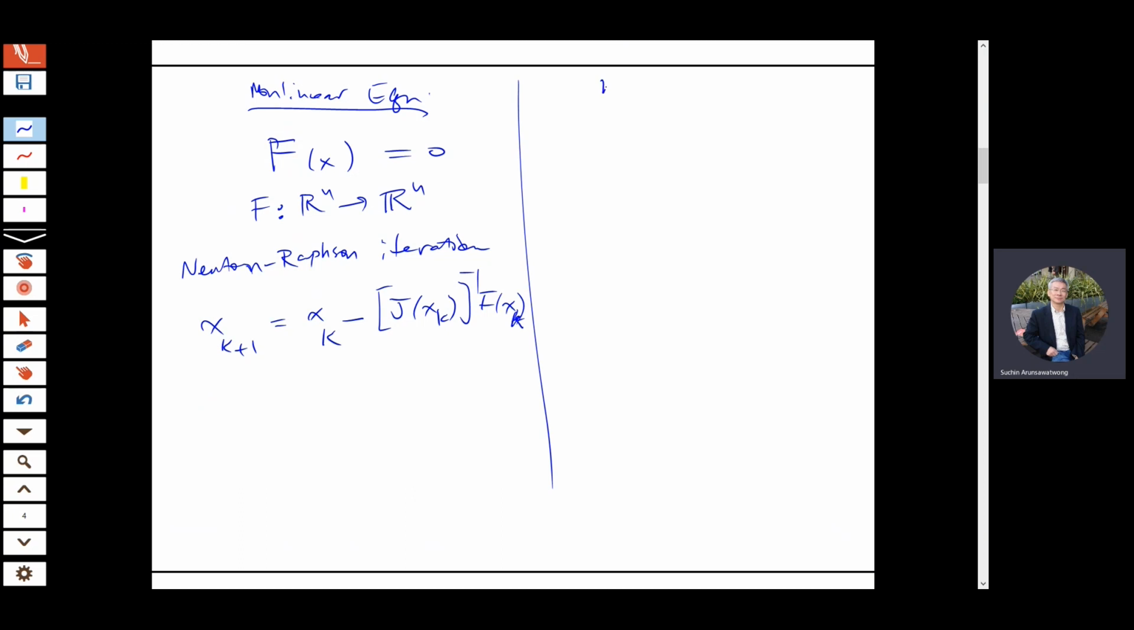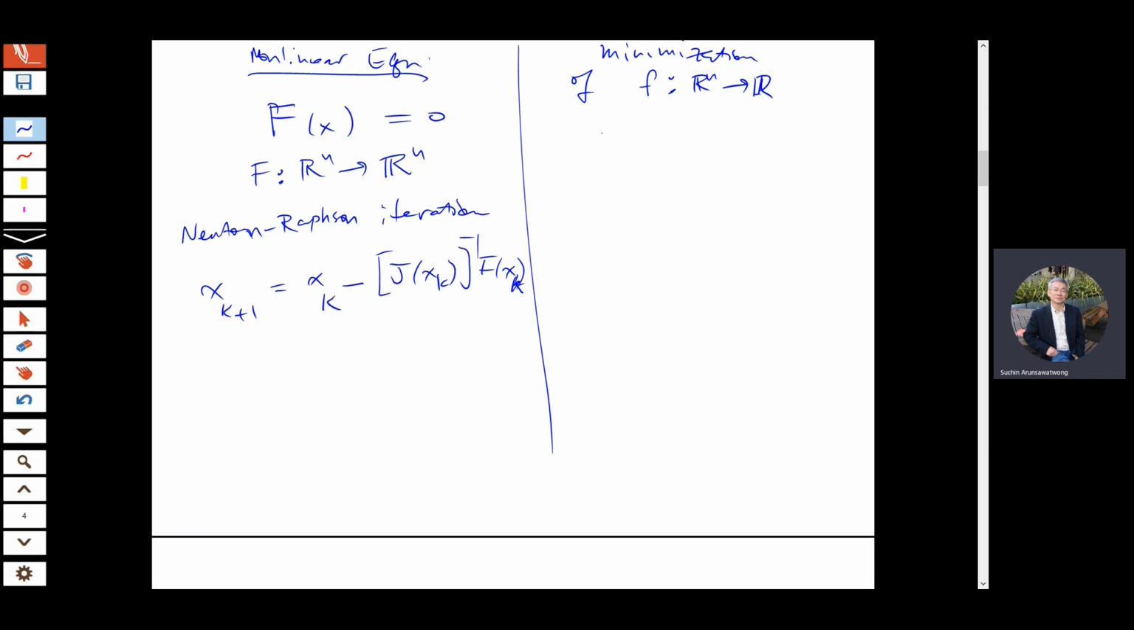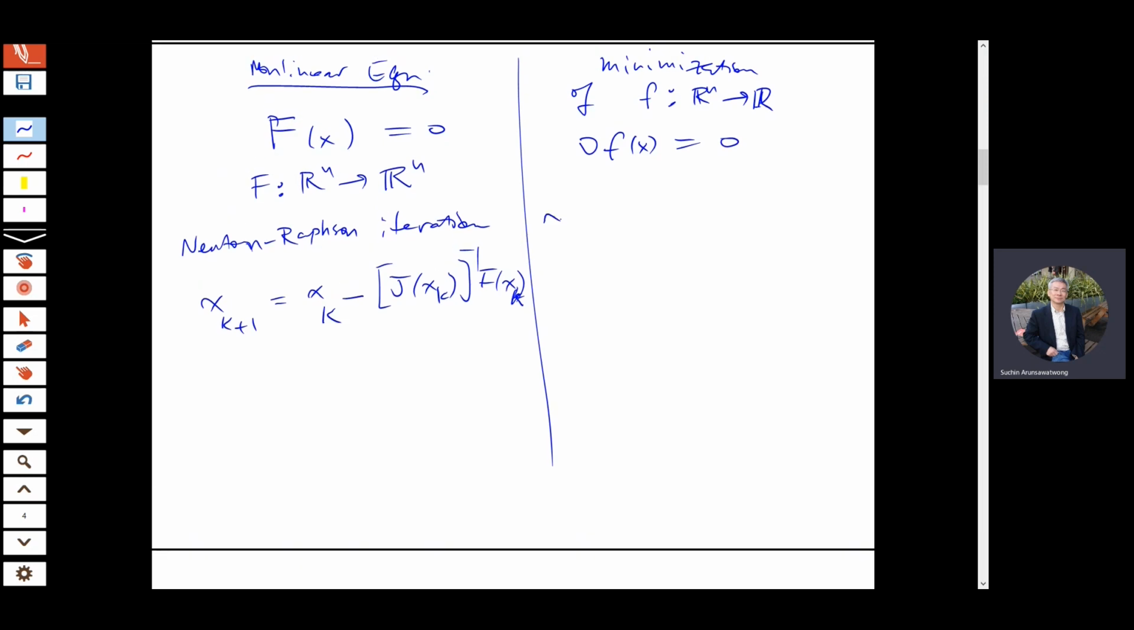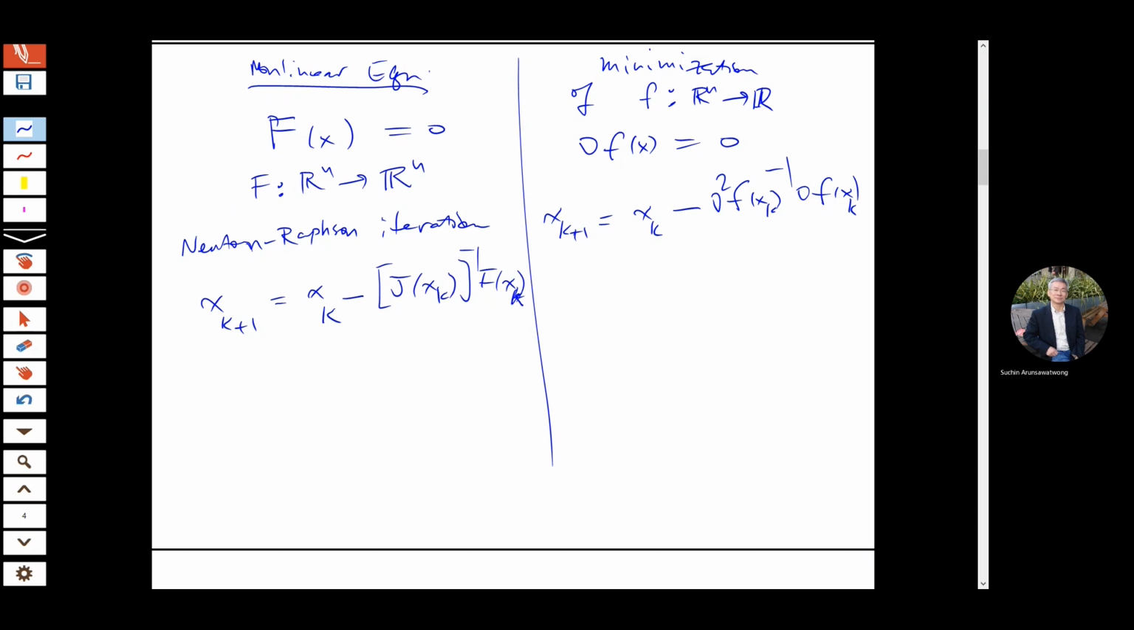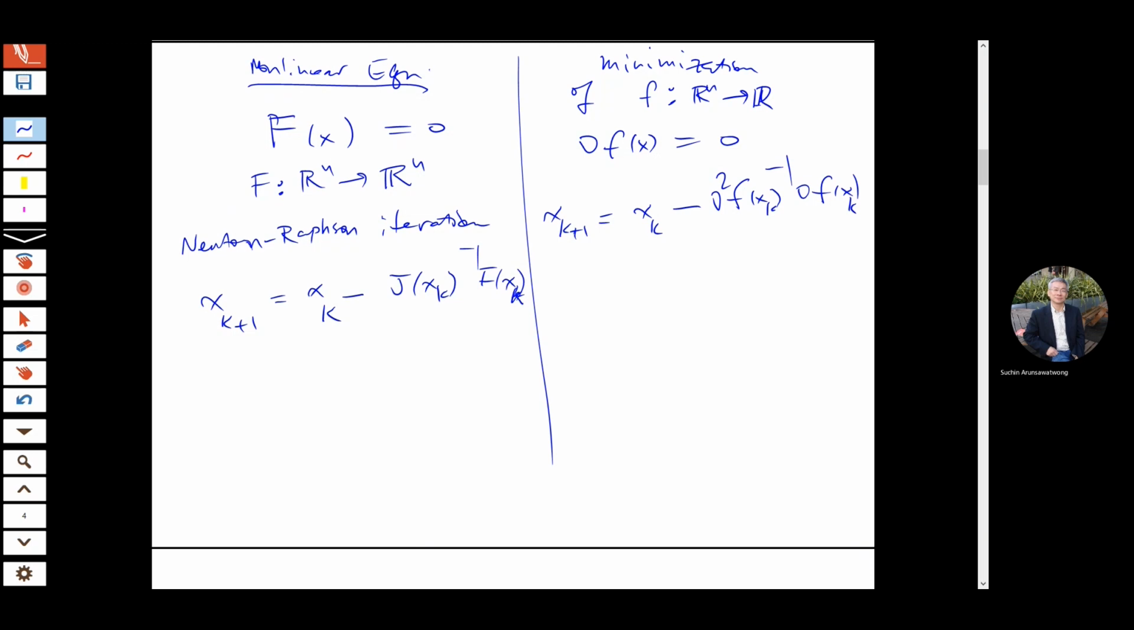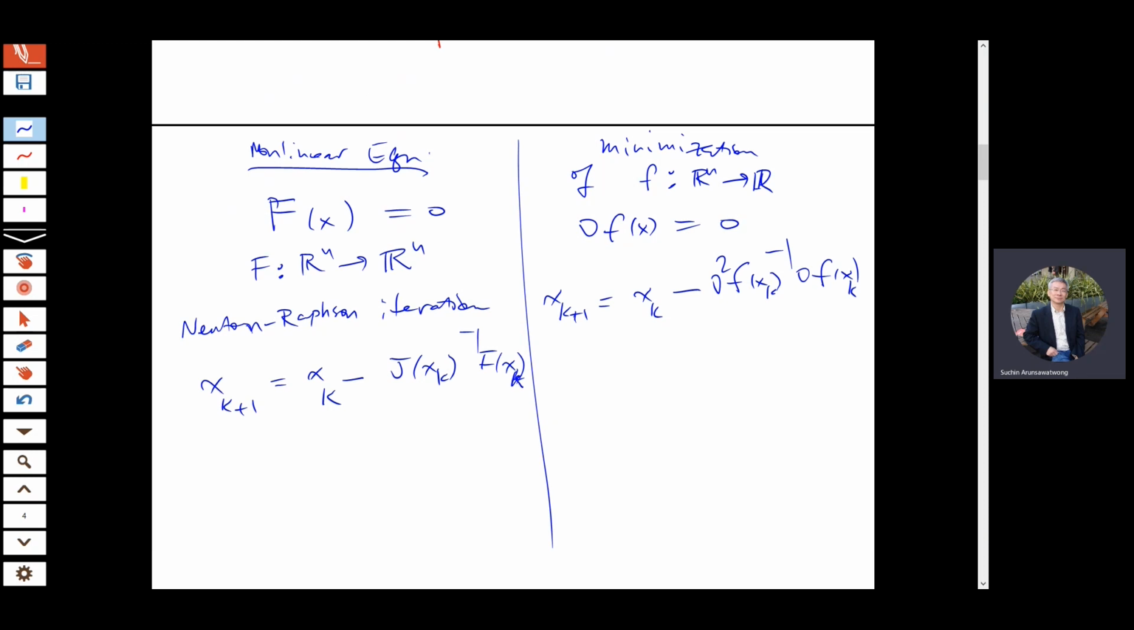Whereas for minimization of the objective function f, which maps Rn to R, the necessary condition is the gradient of f(x) equal to 0. So the Newton iteration for this is x_{k+1} equals x_k minus the Hessian inverse multiplied with the gradient of f(x_k). Okay, they are similar but not the same, right?